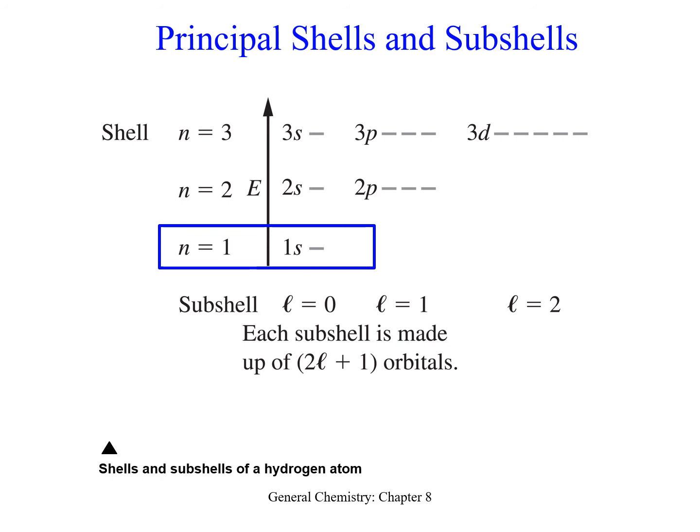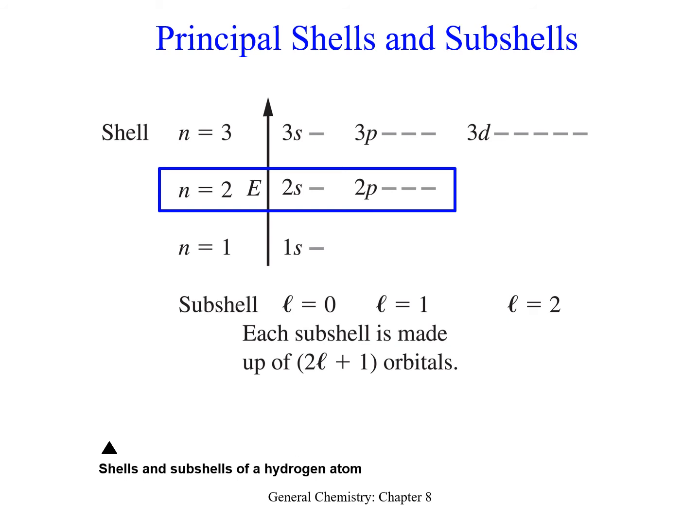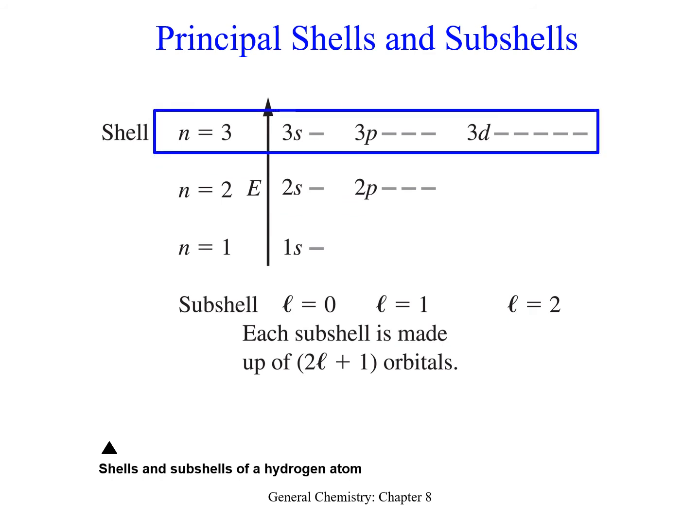Go to the second quantum shell, n equals 2, and the subshells that exist in the second quantum shell are the s and the p. Those would each be a subshell, and they would have different shape designators, 0 and 1. And then go to the third quantum shell, and now we've added d orbitals. And so the subshells in the third shell are s, p, and d.